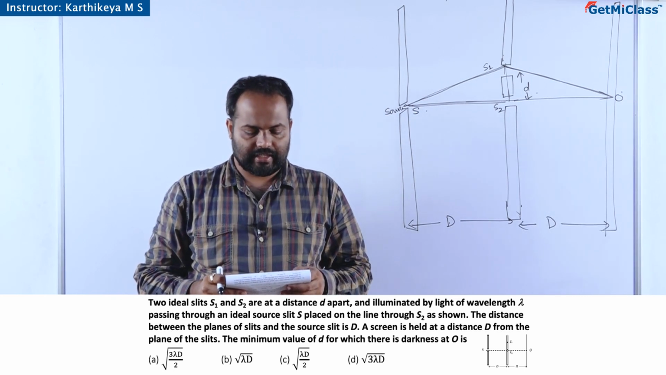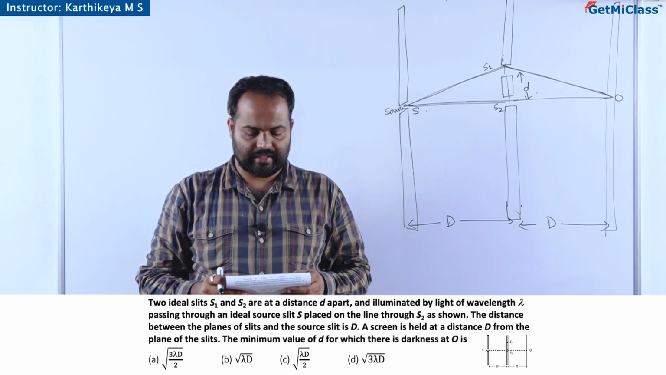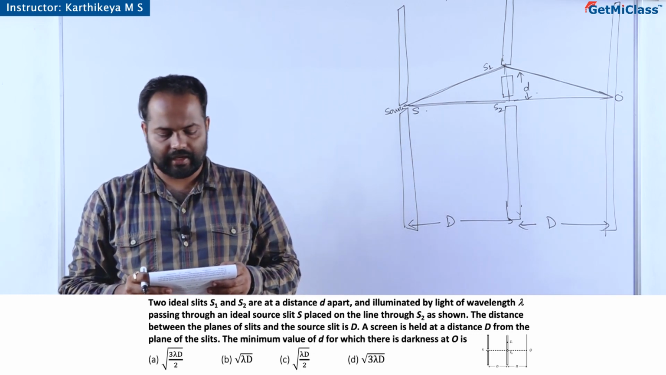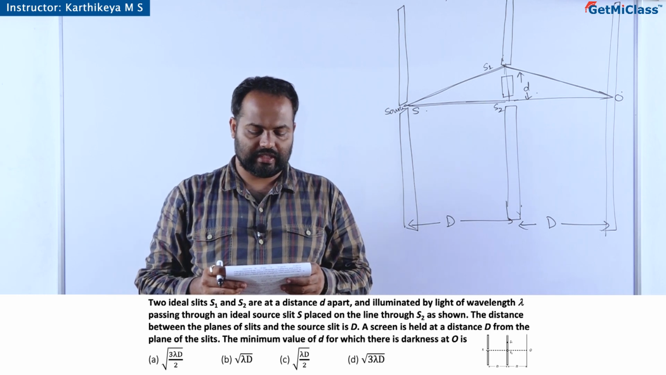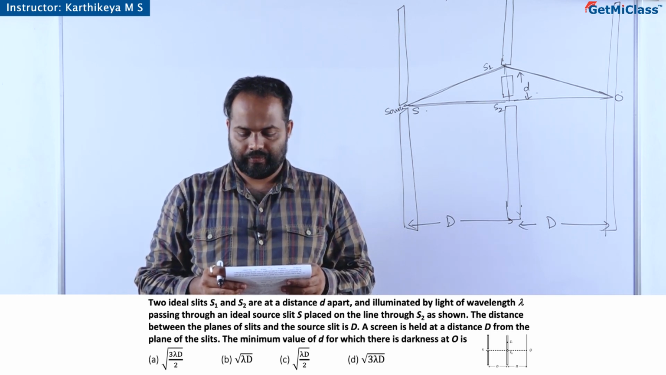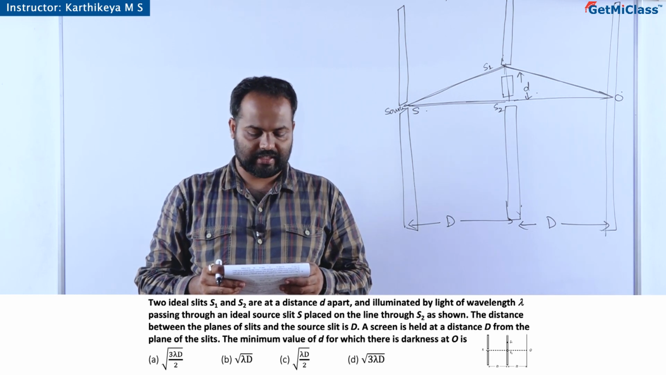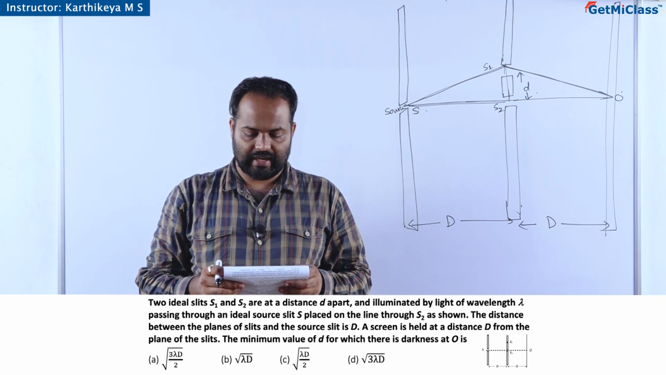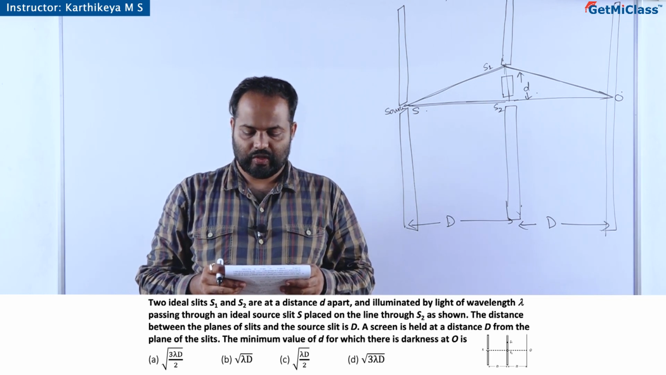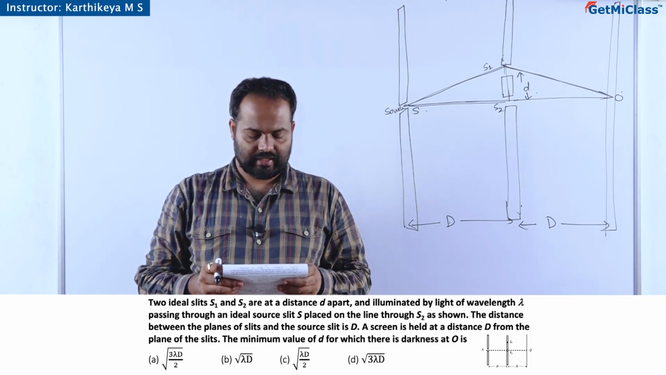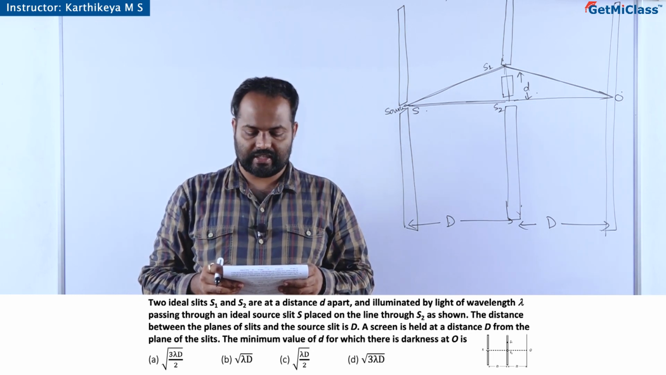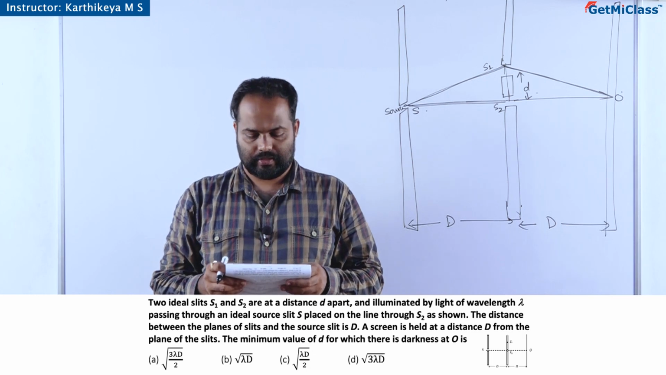Two ideal slits S1 and S2 are a distance d apart and illuminated by light of wavelength lambda passing through an ideal source slit S placed on the line through S2 as shown. The distance between the planes of the slit and the source slit is D. A screen is held at a distance D from the plane of slits. The minimum value of d for which there is darkness at O is.